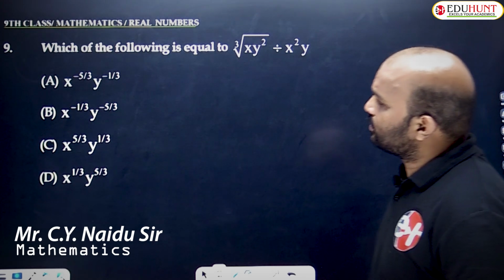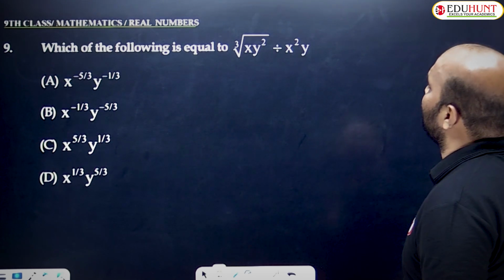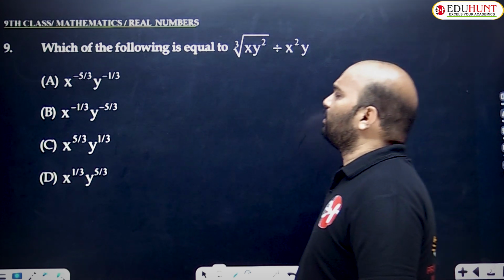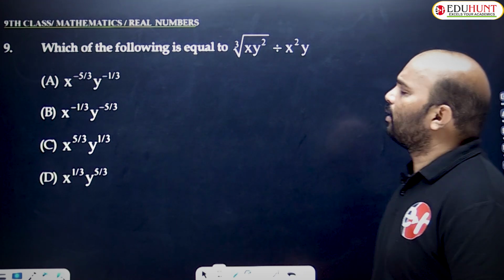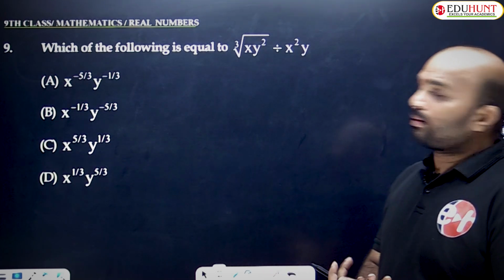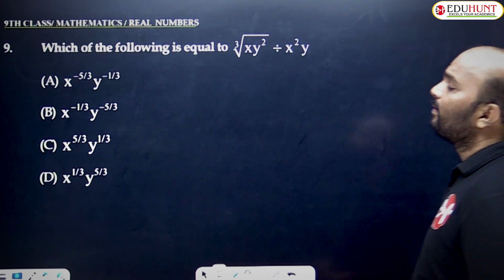Have a look at question number 9. Which of the following is equal to cube root of x y square divided by x square y? Option A, x power minus 5 by 3 into y power minus 1 by 3. Option B, x power minus 1 by 3 into y power minus 5 by 3. Option C, x power 5 by 3 into y power 1 by 3. Option D, x power 1 by 3 into y power 5 by 3.